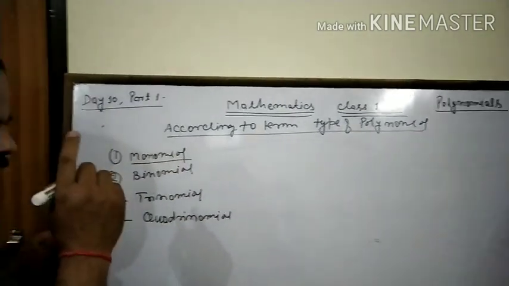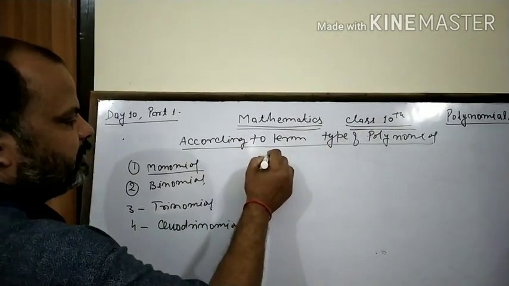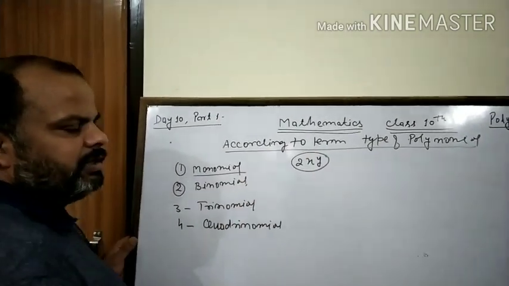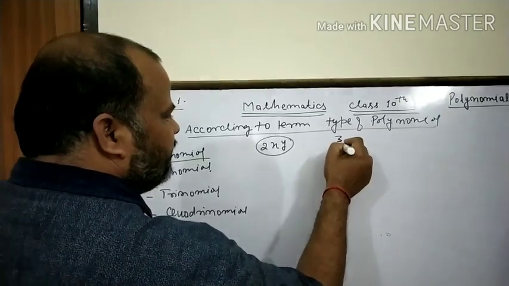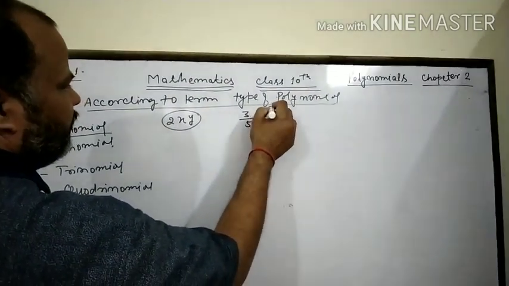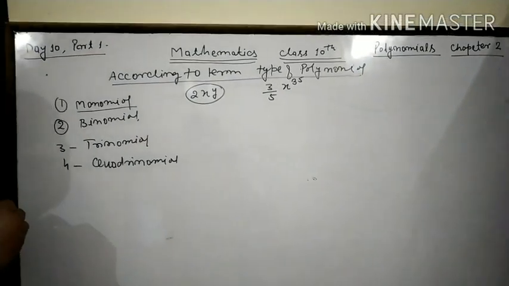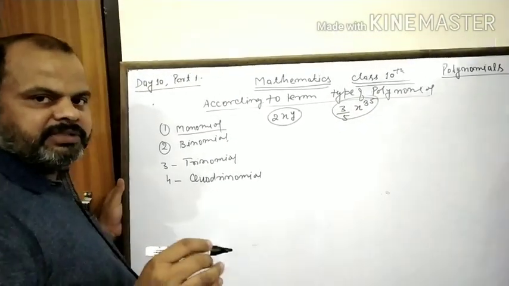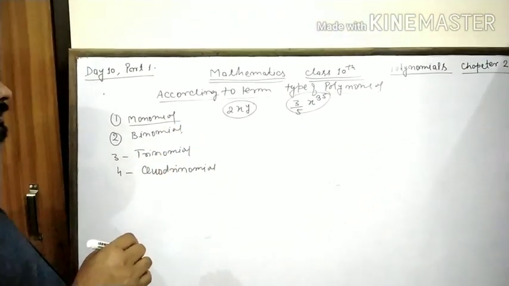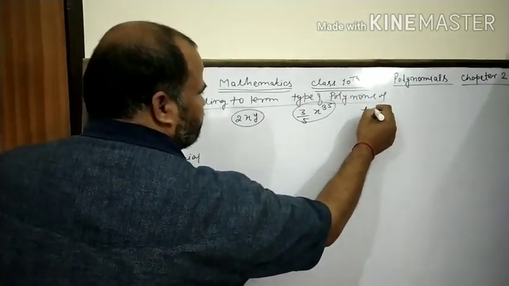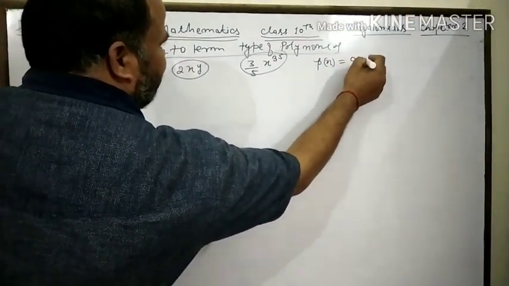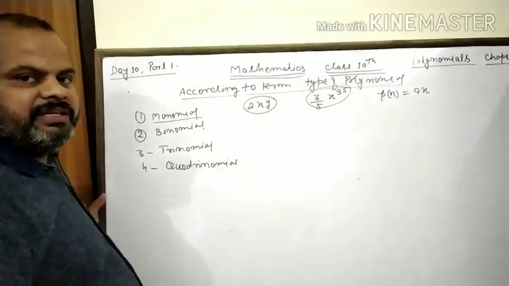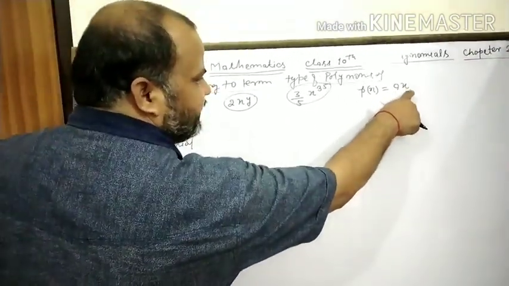First, monomial: a polynomial having one term, like 2xy is a monomial because it has only one term, clear? In the same way, 3 upon 5 x to the power 35 is a monomial because it has only one term. Is that clear? Then the standard form of the monomial is p(x) = ax. Here a is the real number and x is the variable. Real number means a behaves like the constant and x behaves like the variable.